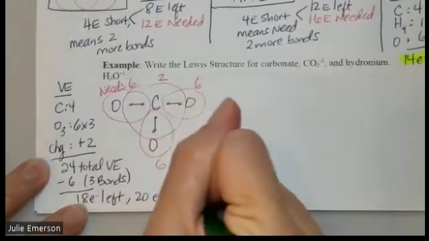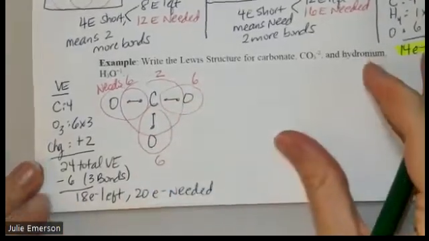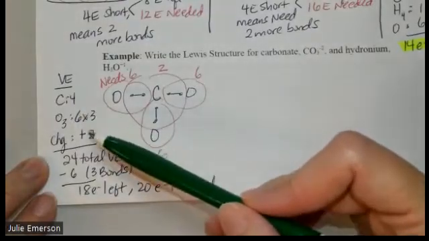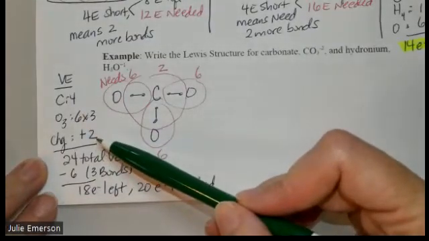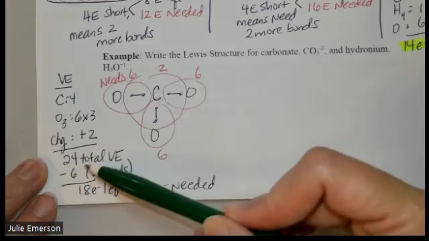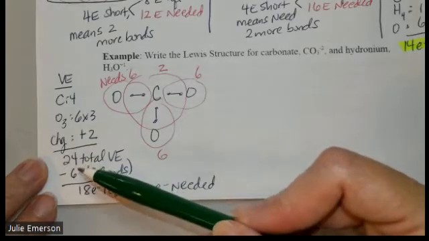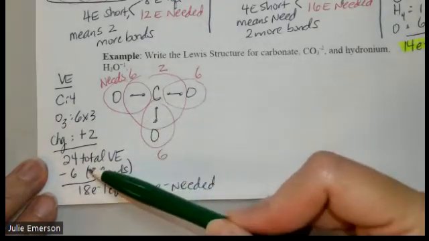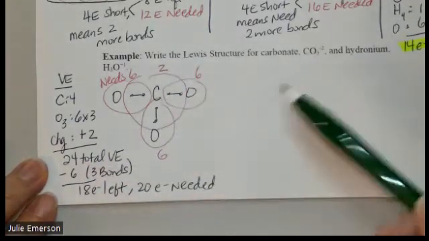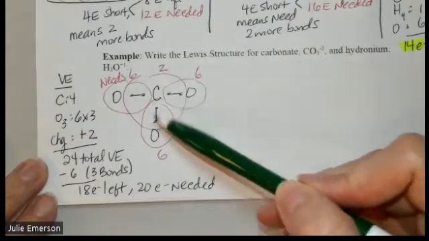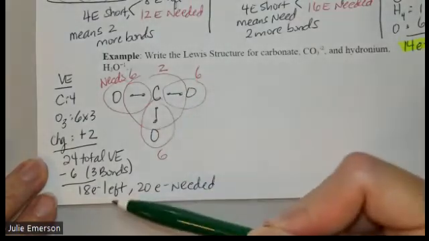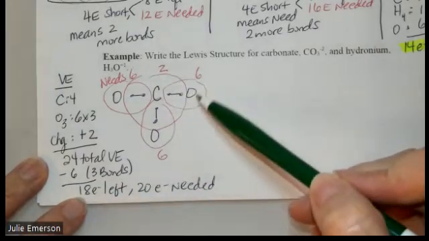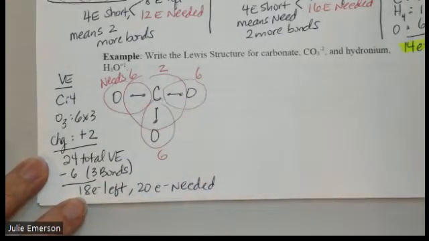When I went through my math here, I saw that between the carbon, the 3 oxygens, and the extra 2 electrons in the polyatomic ion, I had 24 electrons to work with. Again, no more, no less. I have to use 24. I have to do it in such a way that everybody ends up with an octet. I already used 6 in those 3 initial bonds, which means I have 18 left to place, but I need 20 to make everybody happy with an octet.